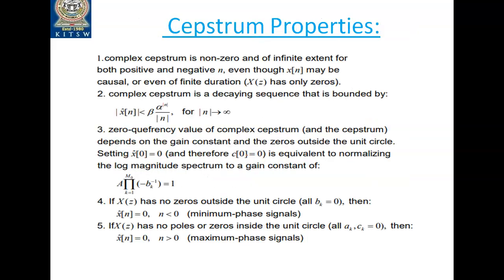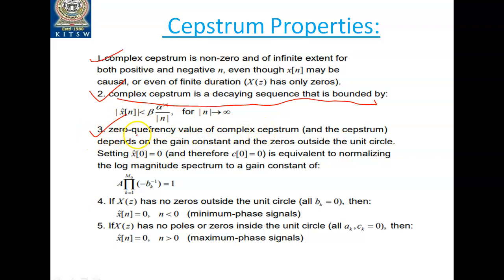Now when it comes to the properties of the cepstrum, the first property we need to remember is that the complex cepstrum is non-zero and of infinite extent for both positive and negative values of n, even though x of n may be causal or even of finite length. This is the first important property we need to look into. And the second important property is that the complex cepstrum is a decaying sequence and that is bounded like this.